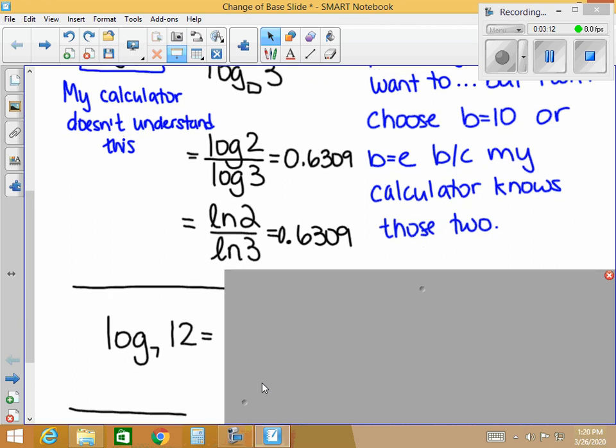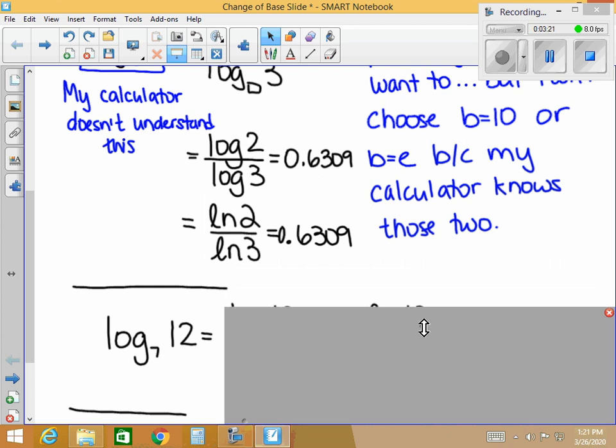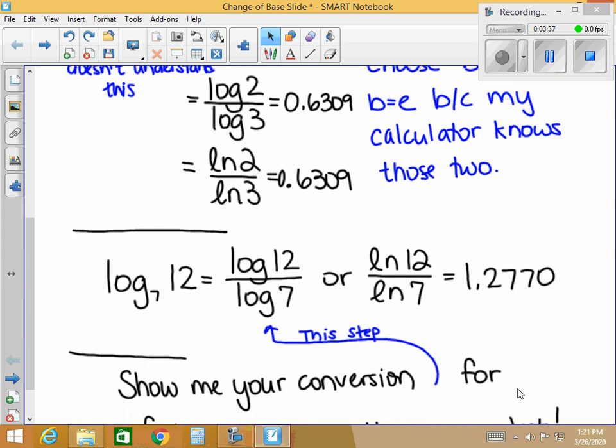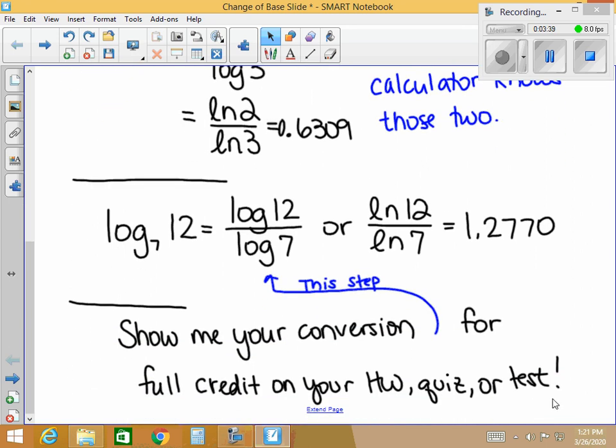So try this for yourself. Find me log base 7 of 12. On the top goes log of 12. On the bottom goes log of 7. And when I say log, it can either be common log or natural log. Depending on which one you plug in, you are still going to get the same answer. It doesn't really depend on it, as long as you use the same base top and bottom.